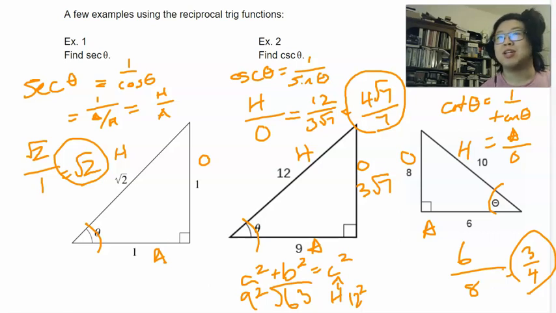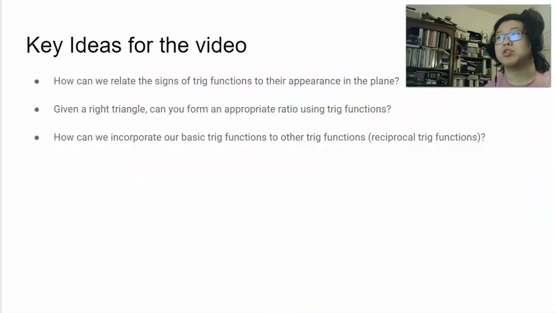All right. Now let's take a look back at our objectives. Here are our objectives one more time. If you don't have a current answer with your notes that you've just taken, then I would suggest going back over the video and trying to find out what I'm asking here. What exactly do I want you taking away from this video? How can we relate the signs of trig functions to their appearance in the plane? Given a right triangle, can you form an appropriate ratio using trig functions? And how can you incorporate your basic trig functions into other trig functions, reciprocal ones? If you can answer all of those with some level of understanding, you will be prepared for class, and I will see you then. Ciao.